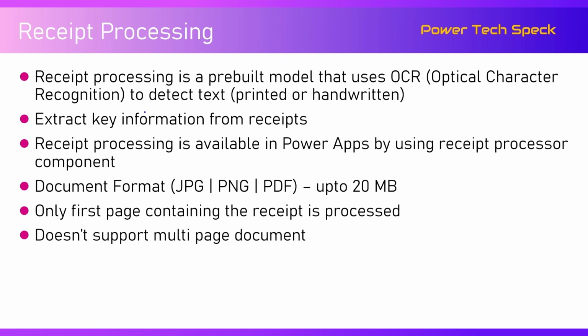Basically, receipt processing extracts key information from the receipts. Receipt processing is available in Power Apps by using the receipt processor component. So, if you don't want to go through the route of creating a Power Automate flow using AI Builder, you can also use it independently within Power Apps using the receipt processor component. That's also completely fine.